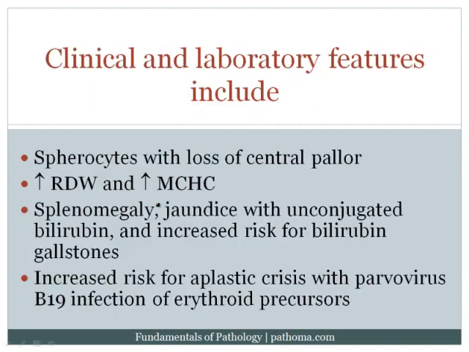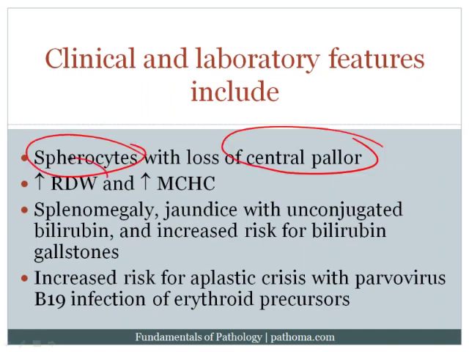Some of the clinical and laboratory features include spherocytes with a loss of central pallor, I've already shown you that, an increased RDW, I've already explained that, and an increased MCHC. What's MCHC? The mean corpuscular hemoglobin concentration. As you begin to shrink down the cell, the cytoplasm remains about the same, and so the hemoglobin gets more concentrated within that cell. And that is measured by the mean corpuscular hemoglobin concentration.